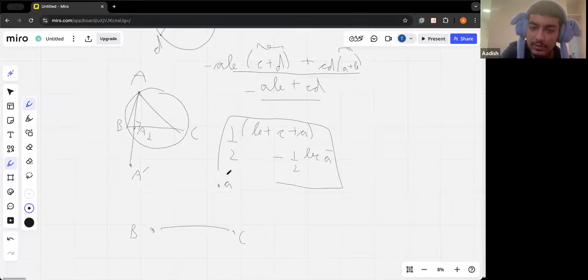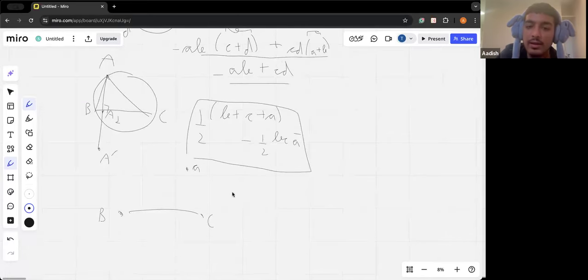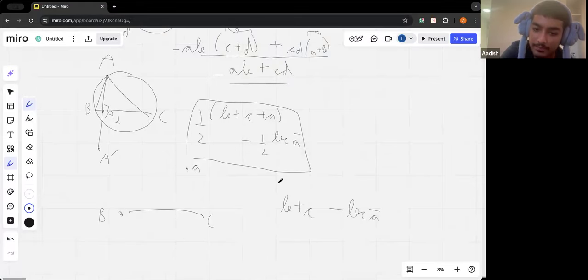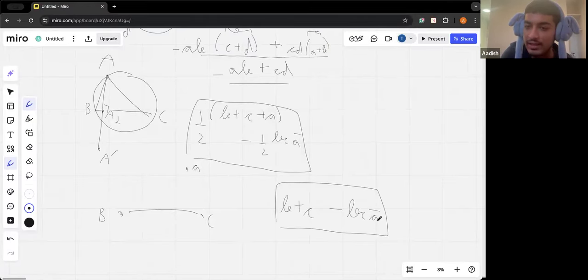Right? Half of B plus C plus A minus BC A conjugate. And no, this is the foot of A, sorry. And the reflection is given by B plus C minus BC A conjugate. This is the reflection of A. And B and C are on the unit circle. A doesn't have to be.